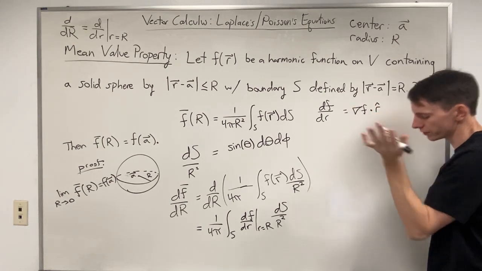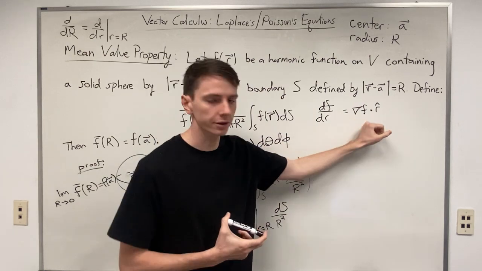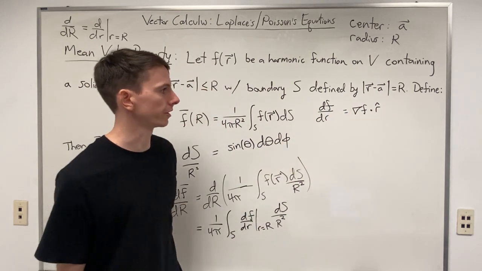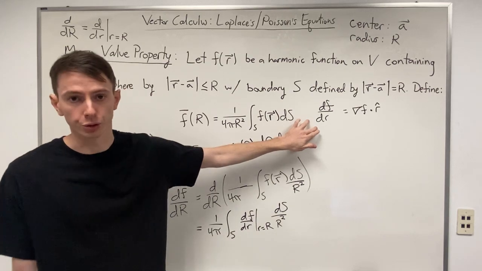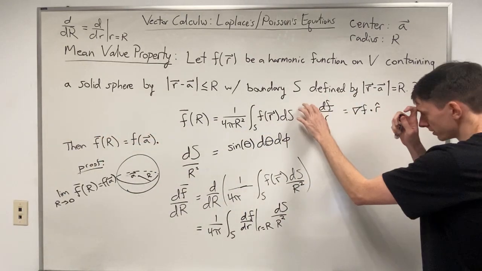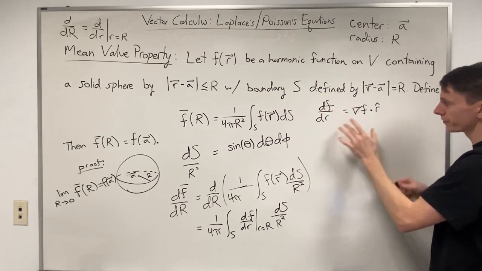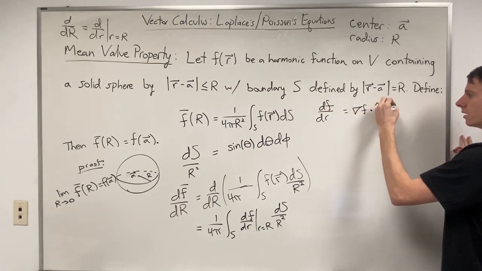So the way that you could see this too, by the way, is if you were to write out the gradient in spherical coordinates, the generalized gradient, and put that in a dot product with r hat, this is just what you would end up getting right here. So this derivative can be re-expressed like this, but not just that.